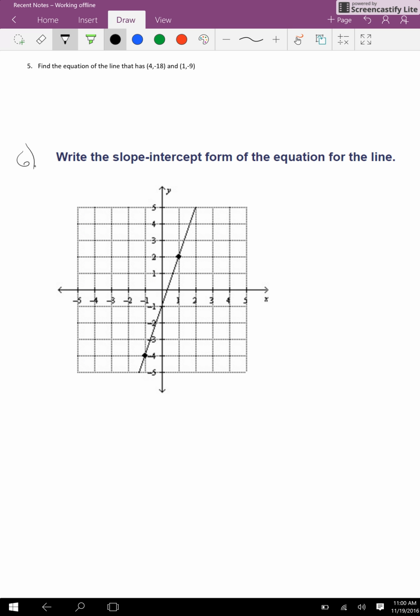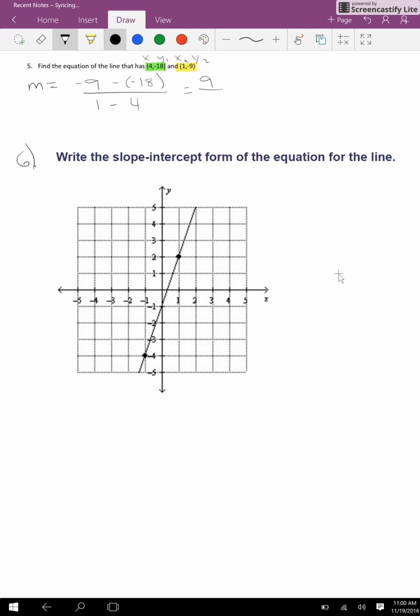Okay, in these last two problems, you're going to figure out how to find an equation of the line based on the information that's given. So for this one, we're given 2 points, point 1 and point 2, and you have to find the slope first. So x1, y1, x2, y2, and then plug it in. So -9 minus -18 all over 1 minus 4.